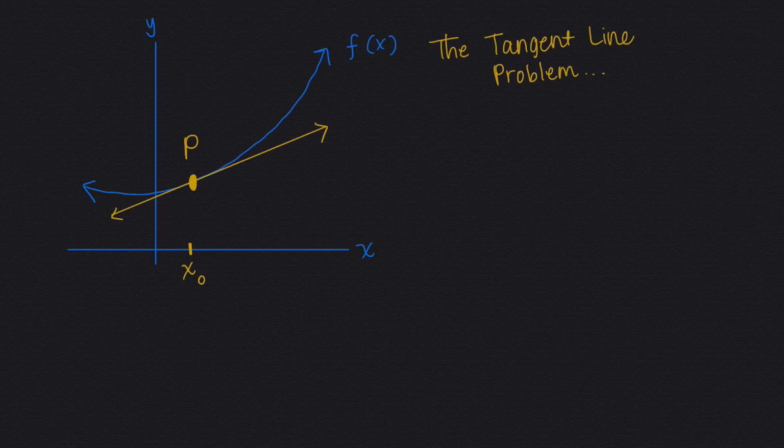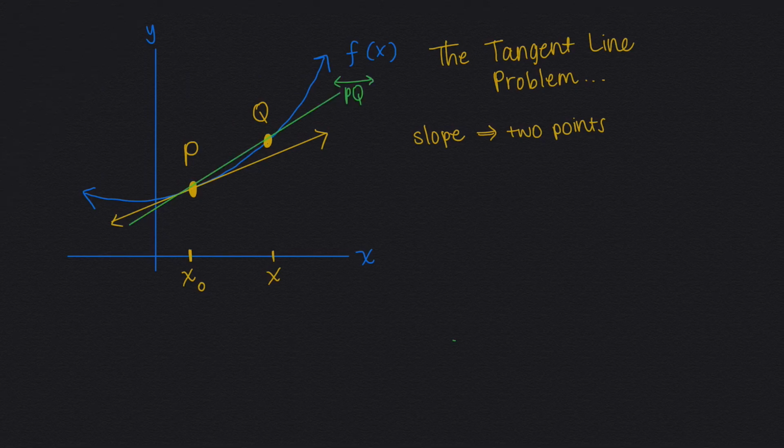Well, first of all, to find a slope, we need 2 points. And that's what made this question difficult, because we only had 1 point on f of x. However, we thought to ourselves, well, if we pick another point on f of x, let's call it Q, and it's happening at some x value, drawing a line through P and Q gives us a secant line. Remember, secant line means it intersects twice, as opposed to a tangent line which only intersects once, at one point.